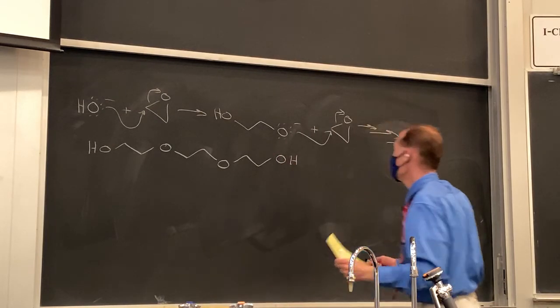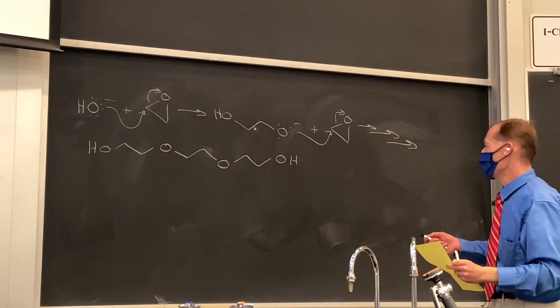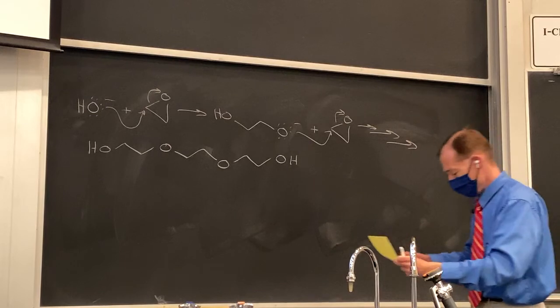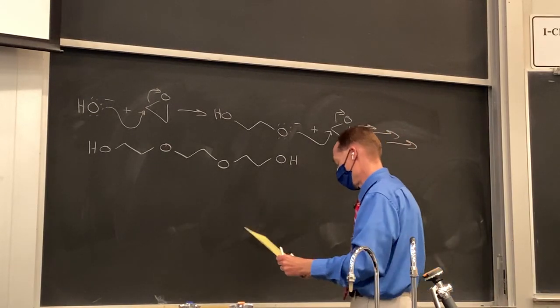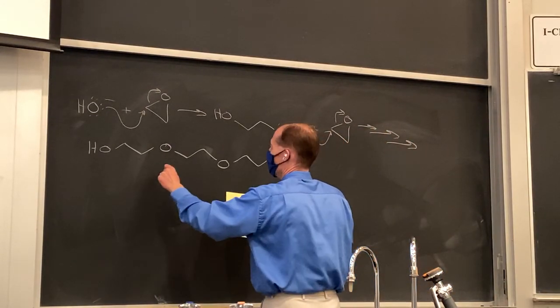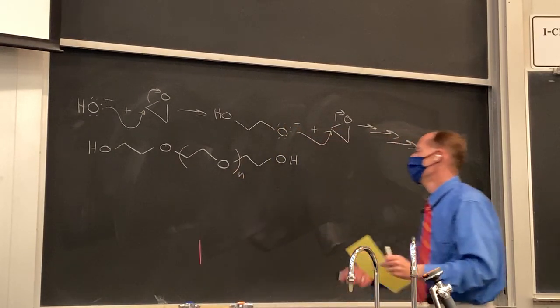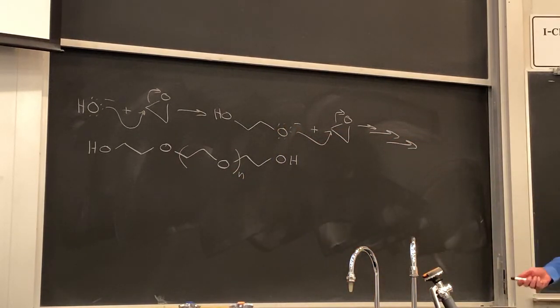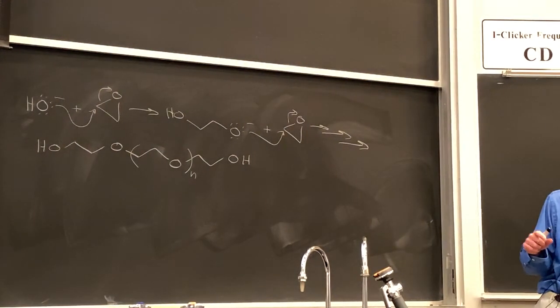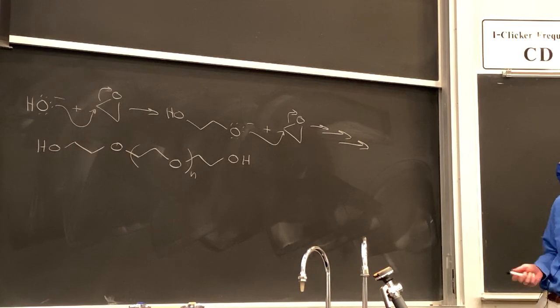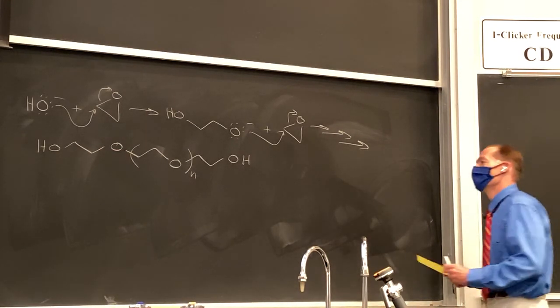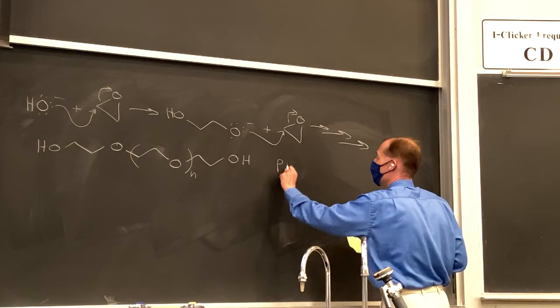So our repeating unit is going to be made up of 1 oxygen and 2 carbons. So what we'll do is we'll bracket these 2 carbons and this 1 oxygen. And then, of course, we'll terminate by protonating the alkoxide at the end of the chain. Okay. So this substance is known as polyethylene glycol, or PEG.